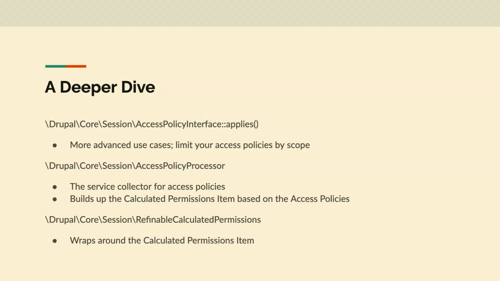Okay, so that's what you need to know to get started with the Access Policy API. If you want to dig deeper into the guts of the API, you can check out a couple of other methods on the Access Policy interface. You can look at the Access Policy processor. There is an item called refinable calculated permissions, which is a wrapper around your calculated permissions item. Not relevant for our purposes today, but if you want to go deeper, that's another place you can look.